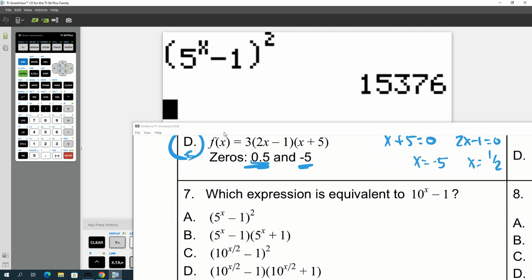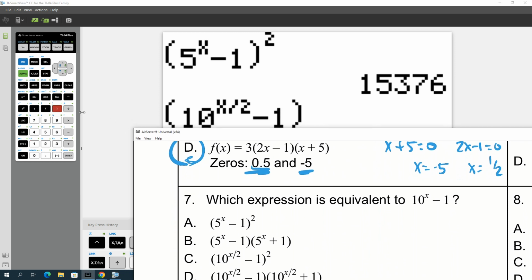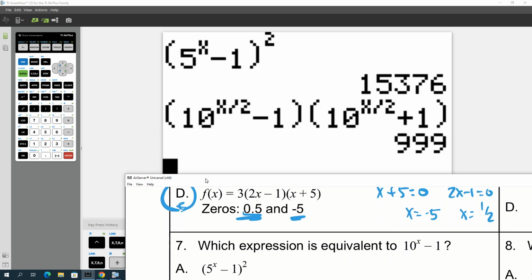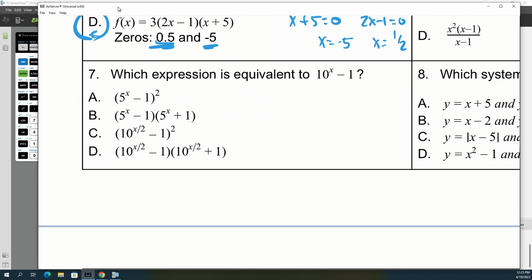Okay, so A doesn't work. I don't really want to type them all in. I'm pretty sure D is the one that works. Yep. So we're looking for 999. D gave us 999, so it is it.